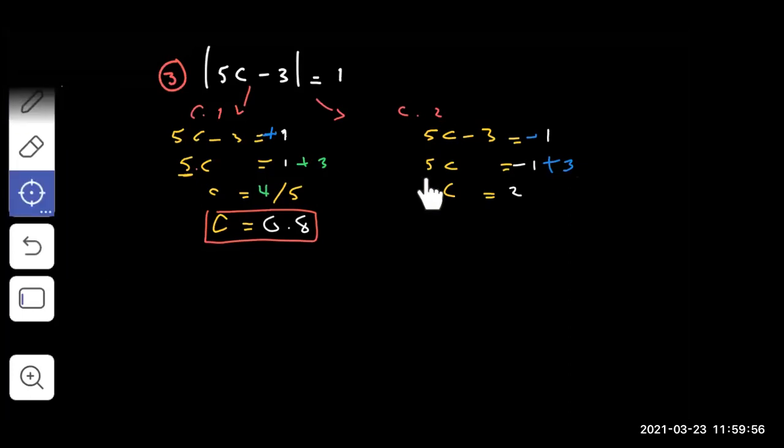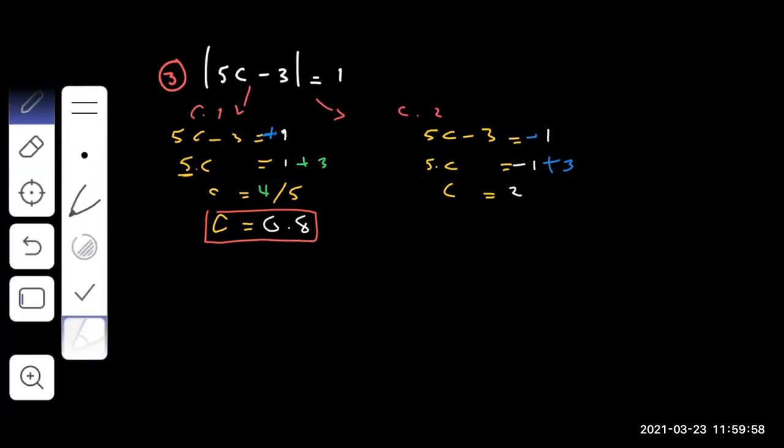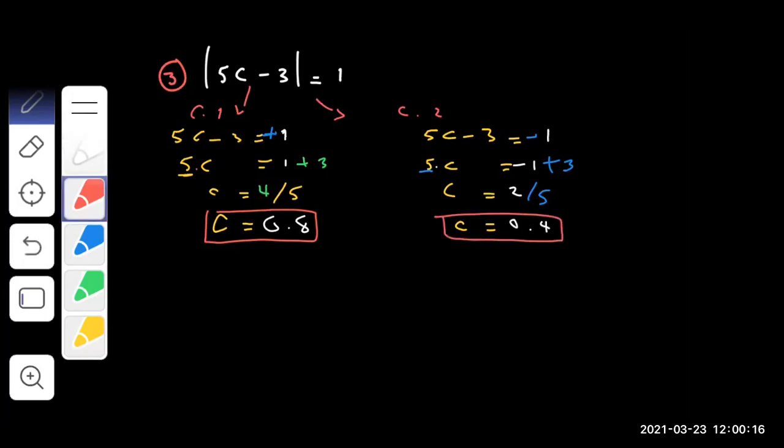And this 5 that is multiplying, guys, I'm skipping one step. I need to point that out, okay? I will move that 5 to the other side, divide and write. And what is 2 divided by 5? 0.4. Okay, 0.4. Guys, we got the two solutions.